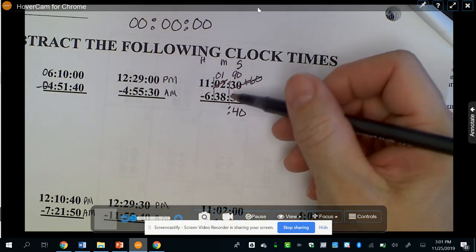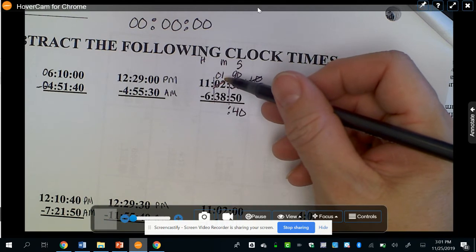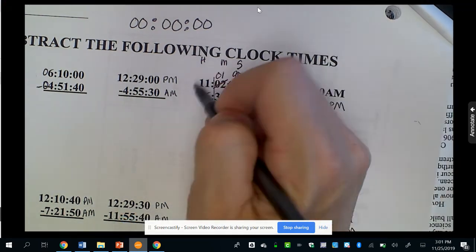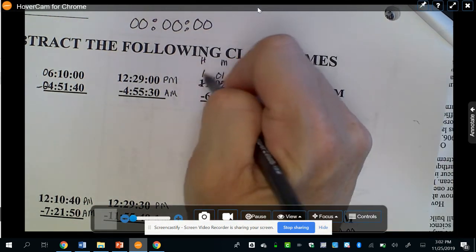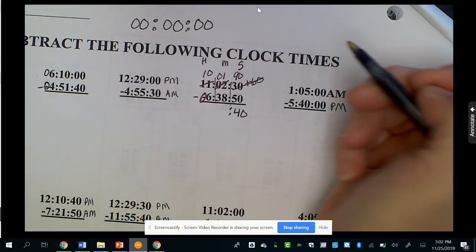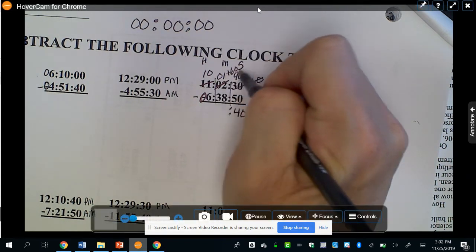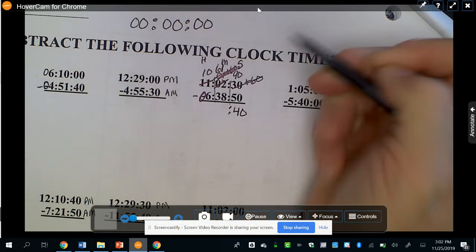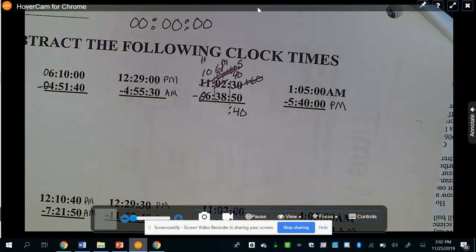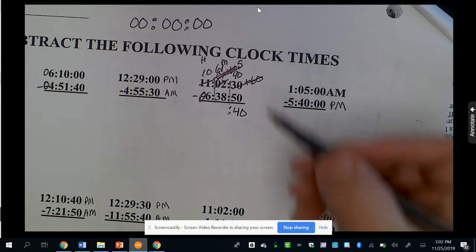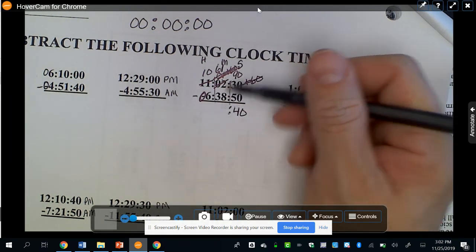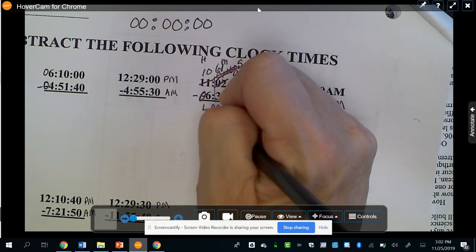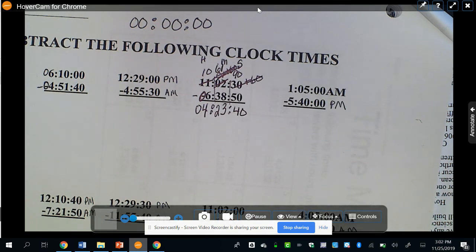Now I go to my minutes, so I can't take 38 from 1 and end up with a positive number. I'd end up with a negative 37. So let's go to my hours, change that to 10. I'm going to add that leading 0 there. And now I'm going to add 60 minutes here. 60 minutes plus 1 minute is 61. I'm crossing that out. I do that just so I don't forget to add it to the minutes or whatever number is already there. 61 minus 38 gives us 23. And 6 minus 10 gives us 4 with our leading 0.